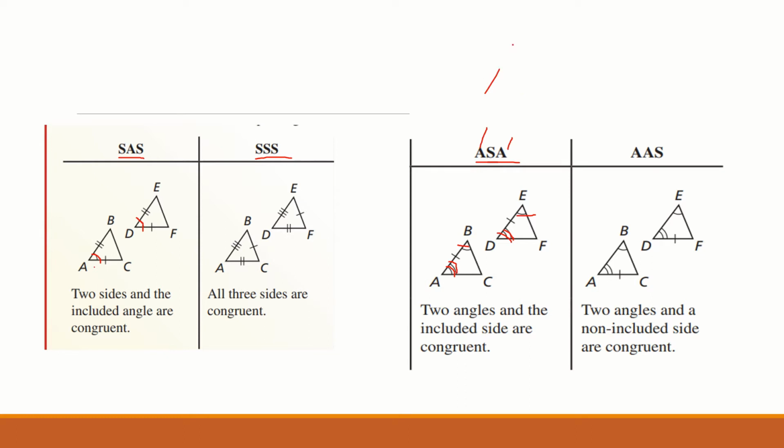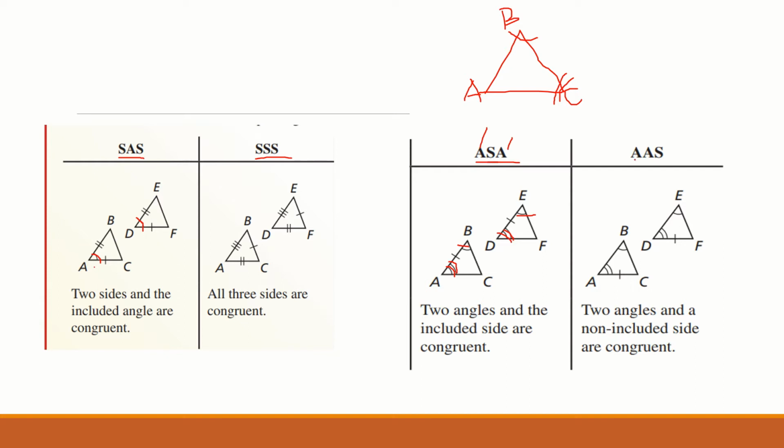So, pag sinabing included, say for example, we have this triangle A, B, C. Say for example, ang angle B at angle C ang may mark natin. So, ang corresponding side niyan is BC.